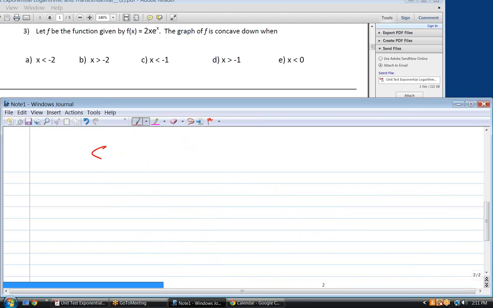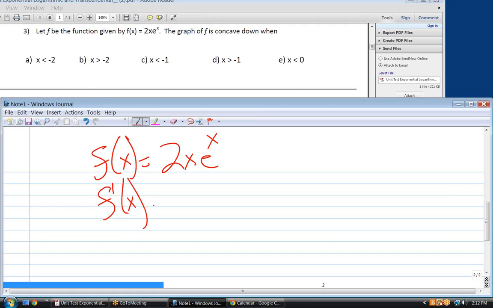Okay, so we have f of x equals 2x e to the x. The graph of f is concave down when? Well, first of all, what determines concavity? I want to say the second derivative? Correct. So what's the first derivative? The first derivative of 2x e to the x, that's a product rule, right?